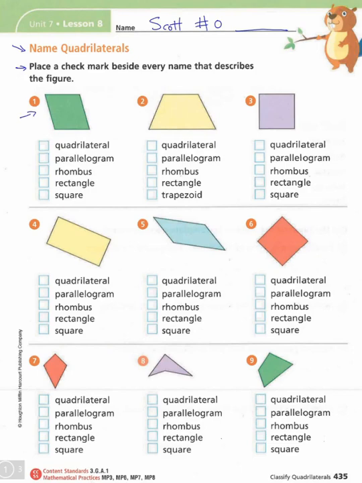So I'm looking at this figure and I see, is it a quadrilateral? Does it have 4 sides? Let's see, 1, 2, 3, 4. Yeah, it's a quadrilateral, so yep, there. Is it a parallelogram? So I'm going to erase those marks. Is it a parallelogram? Is this side parallel to that side? Is this side parallel to that side? Yep, it's a parallelogram. Is it a rhombus?